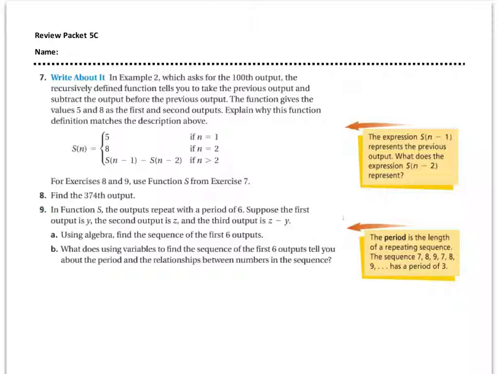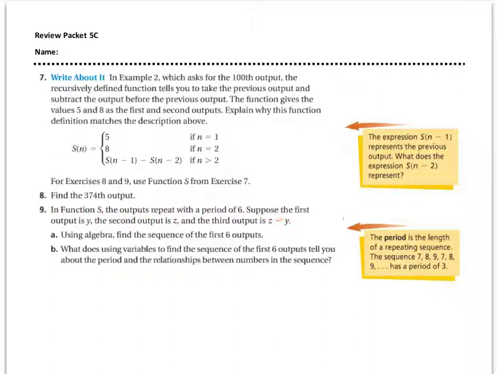All right, the next one is in function s. The output repeats with a period of 6. Suppose the first output is y, the second output is z, and the third output is z minus y. Using algebra, find the sequence of the first 6 outputs. The period is the length of the repeating sequence. The sequence 7, 8, 9, 7, 8, 9 has a period of 3 because you have 3 items before you go back to the 7, right? Or 8, 9, 7, and then go back to 8, right?